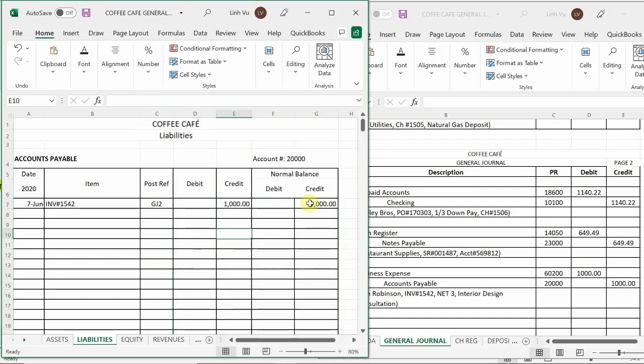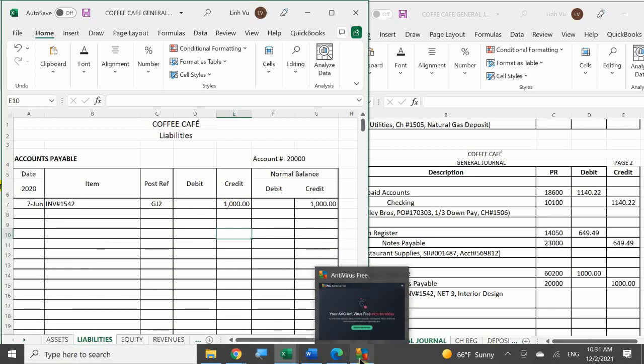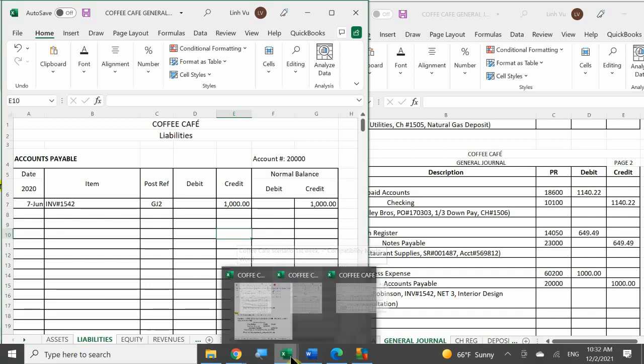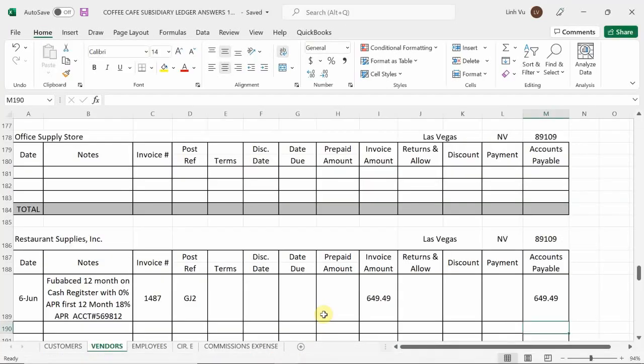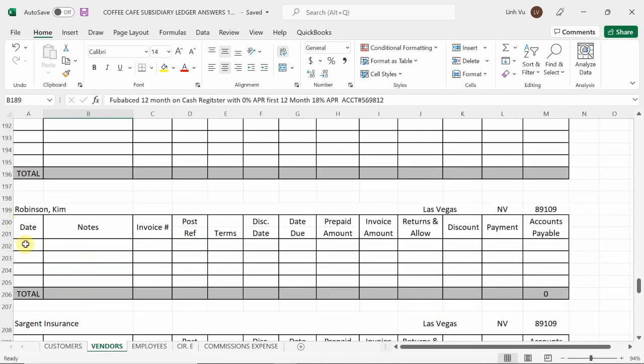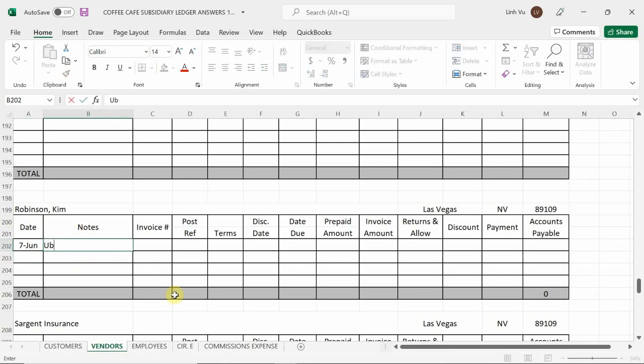Okay? $1,000 on the credit side. Because we owe money to Kim Robinson, we must update the subsidiary ledger. In this case, it's going to be based on last name. So Kim is right here, right underneath restaurant supplies. It is the 7th, okay? And then I'm going to go ahead and write the same information down here.